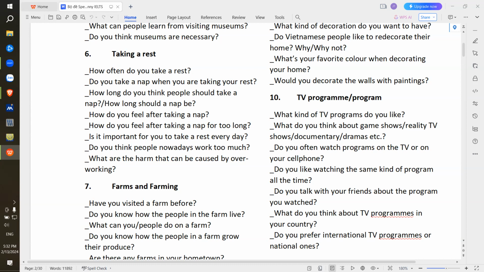Exponentially means like increase rapidly, like significantly. Like increase exponentially. Linear is tuyến tính, còn exponentially là theo kiểu hàm mũ, chứ không phải tuyến tính nữa.